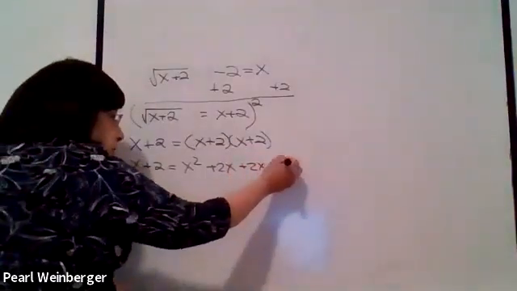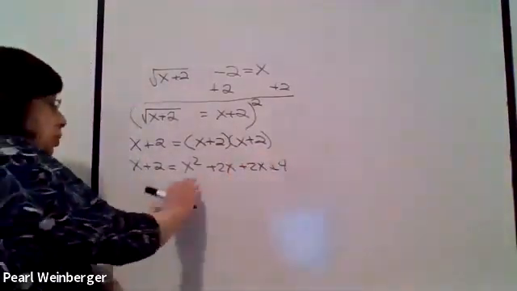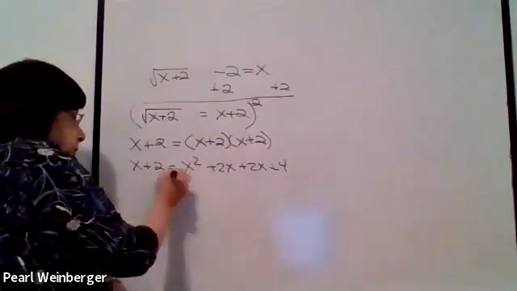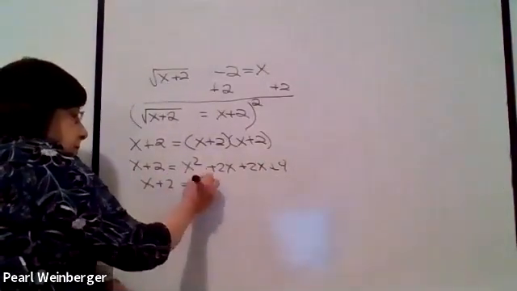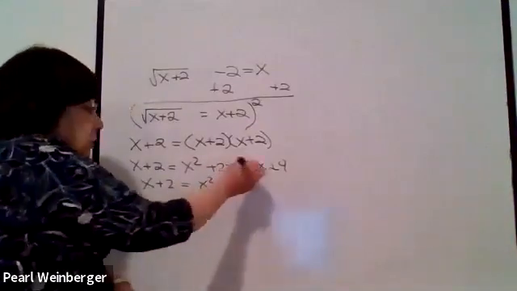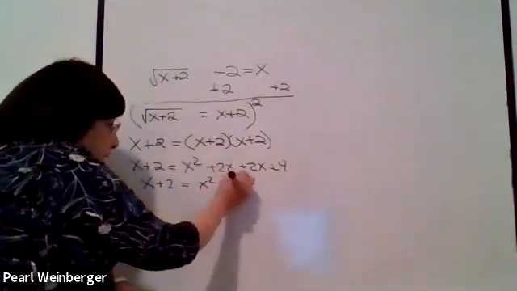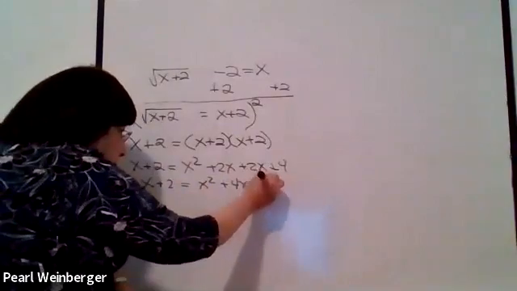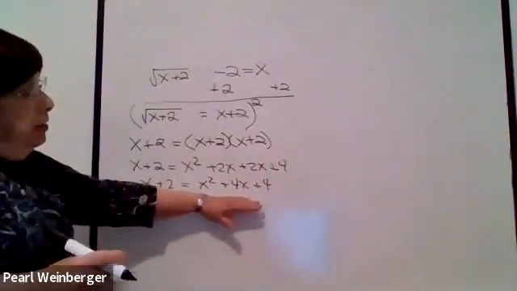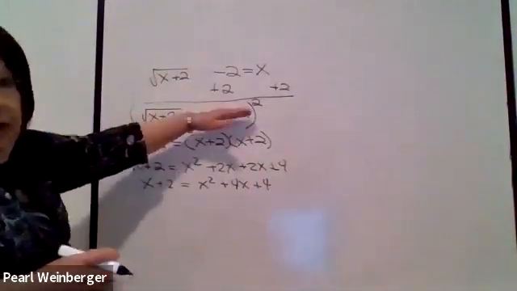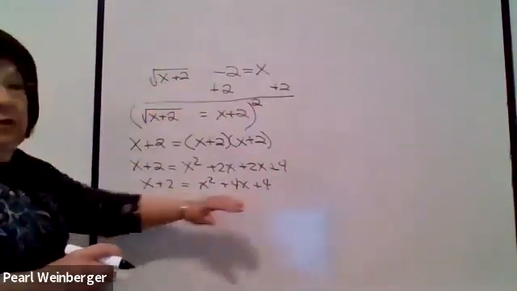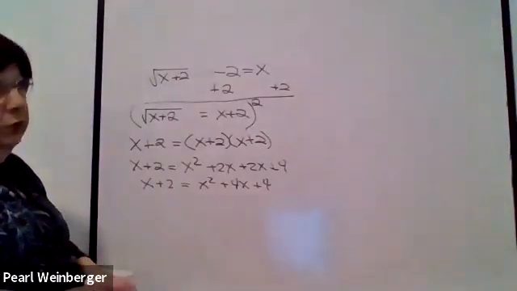Sorry. Okay, and finally, we're doing 2 times 2, which is 4. Okay. So if I combine all the like terms over here, this stays the x plus 2. And this becomes x squared, 2x and 2x is 4x, plus 4. And what ended up as looking like a regular radical equation actually turns out to give me a quadratic equation.